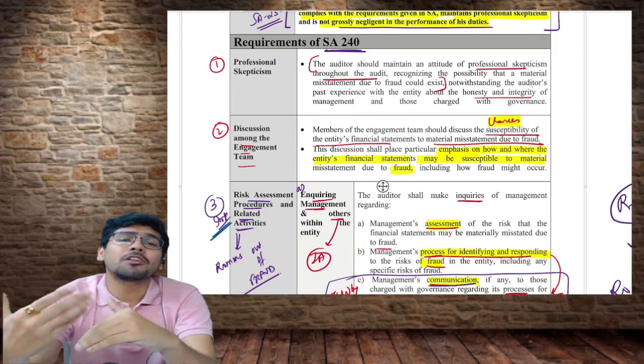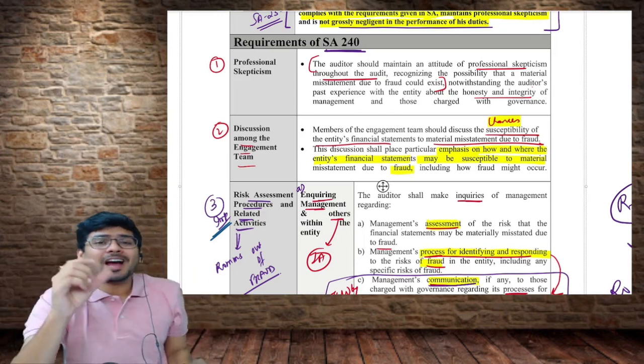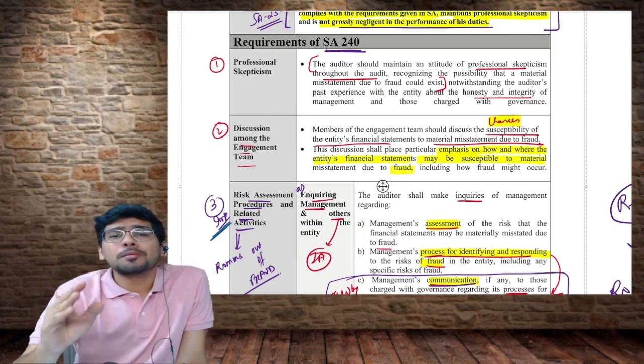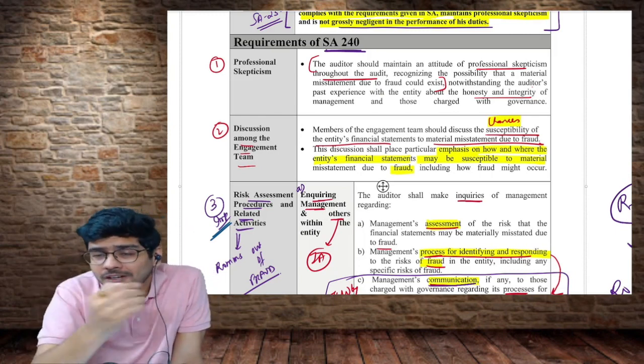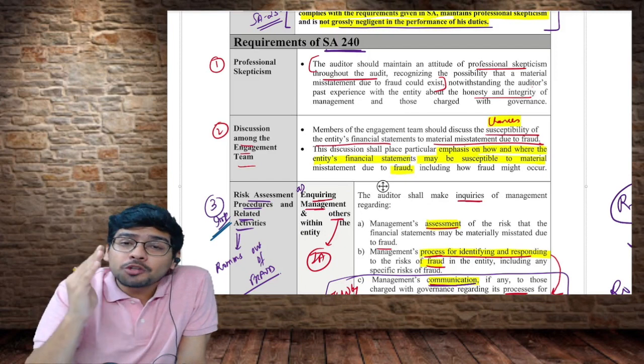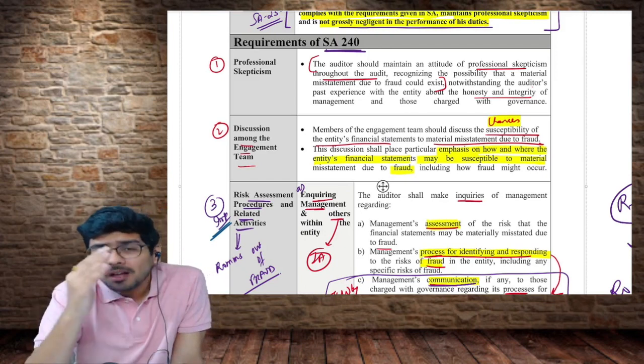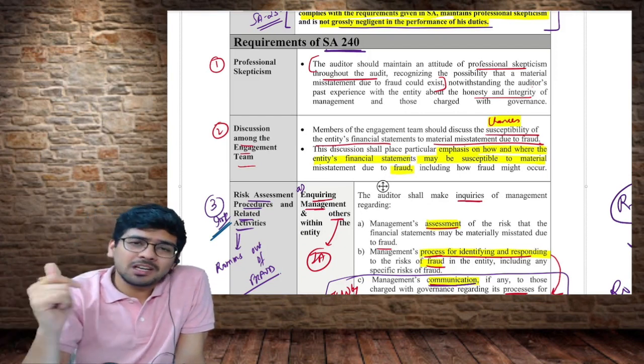And last is fraud risk factors. Now having identified and assessed ROMMs, you need to remember that SA 315 tells that ROMMs need to be determined at 2 levels. So the auditor will determine ROMMs due to fraud also at two levels. One is the financial statement level and the other one is the assertion level.